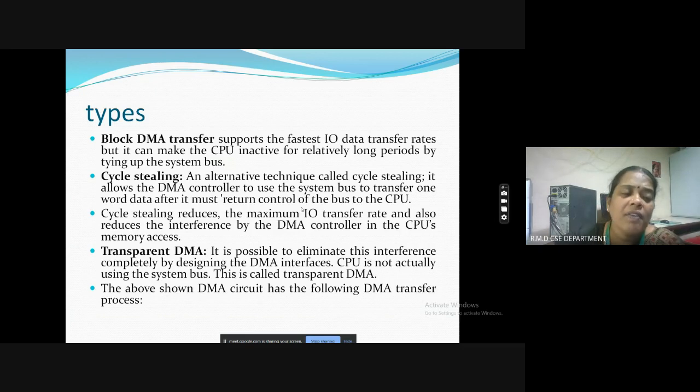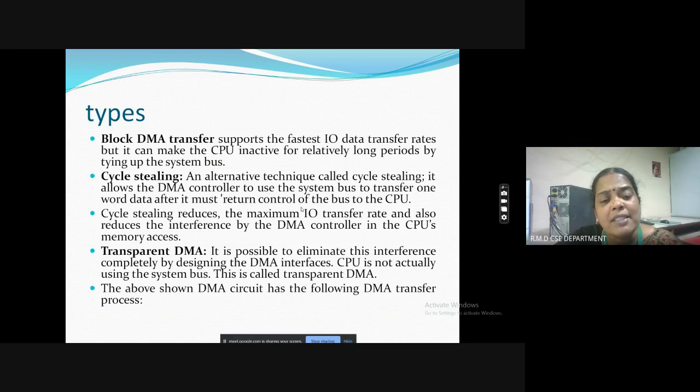Now, what are the various types of DMA transfer? They are block DMA transfer, cycle stealing transfer, and transparent DMA transfer. In block DMA transfer, it supports the fastest IO data transfer rates. It makes the CPU inactive for a long period. So block transfer is used for huge data; from the name you understand block.